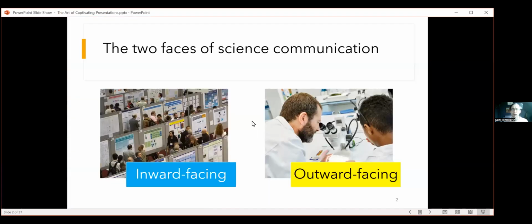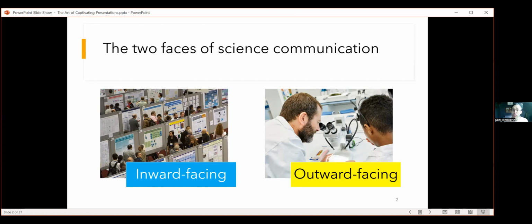So I really want to start off by saying that there are two faces to science communication. So there's the inward facing and there's the outward facing. Inward facing is when we think about communicating to other scientists. So this would be at a conference, this would be a poster presentation, this might be a workshop, a seminar, or even a meeting with our supervisor or a small group meeting. And then we also have outward facing communication. Outward facing communication is where we would engage with non-scientists. So thinking about journalists, policymakers, school children, other publics, and things like that as well.